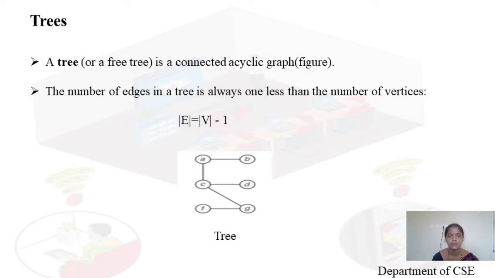The tree is given in the slide, having the vertices A, B, C, D, G and F. So totally there are 6 vertices. In this tree you can see all edges are connected, all vertices are connected, and there is no cycle in the graph. So we call it a tree. A tree is a connected acyclic graph.